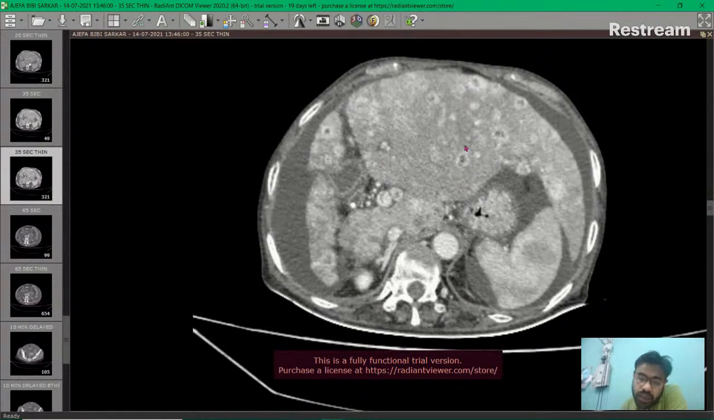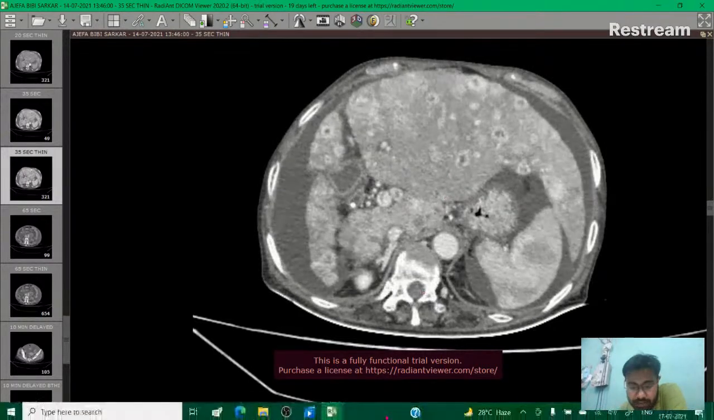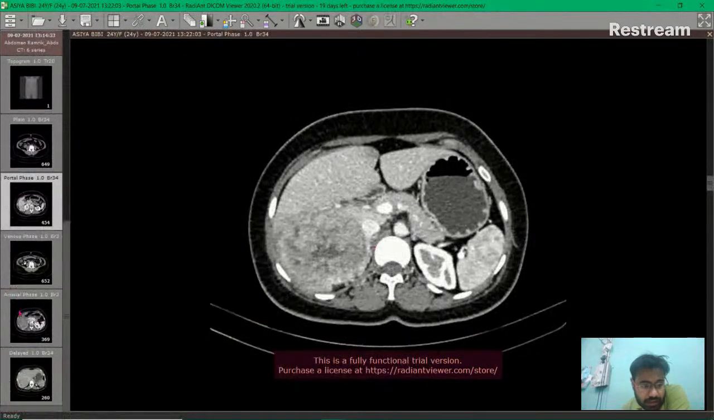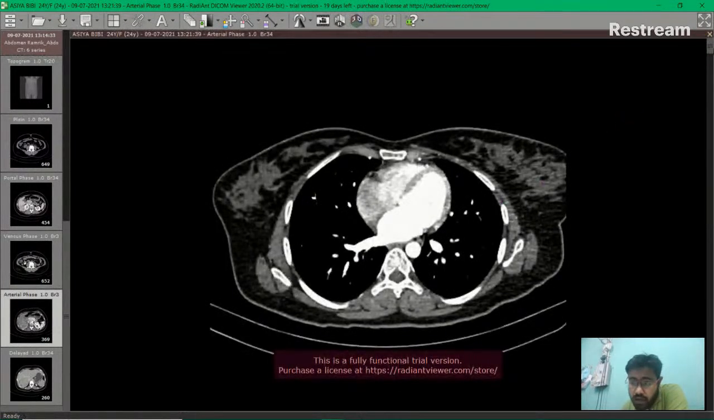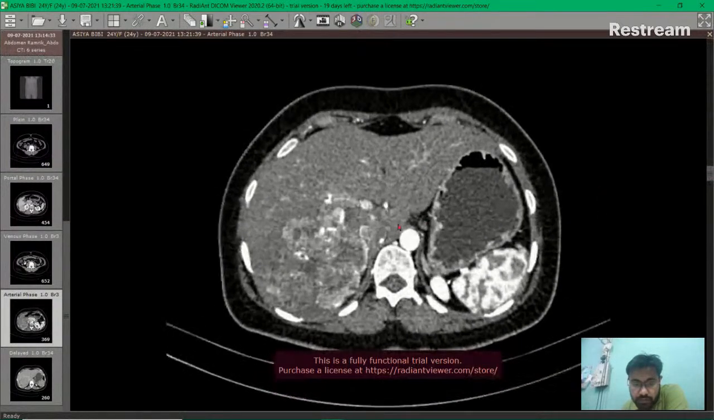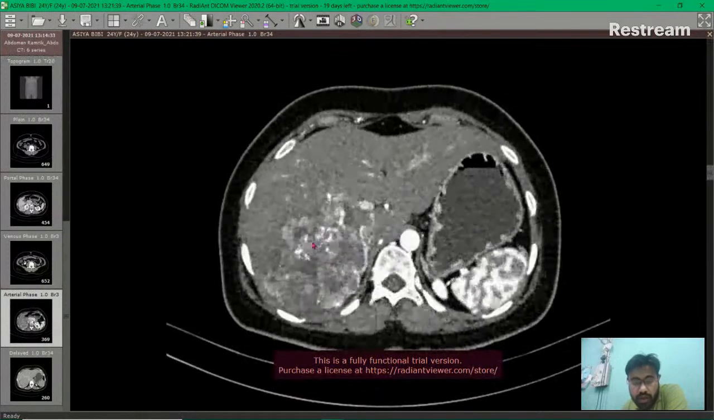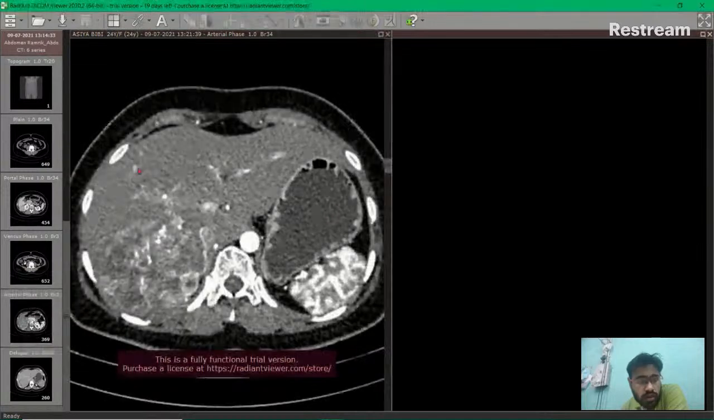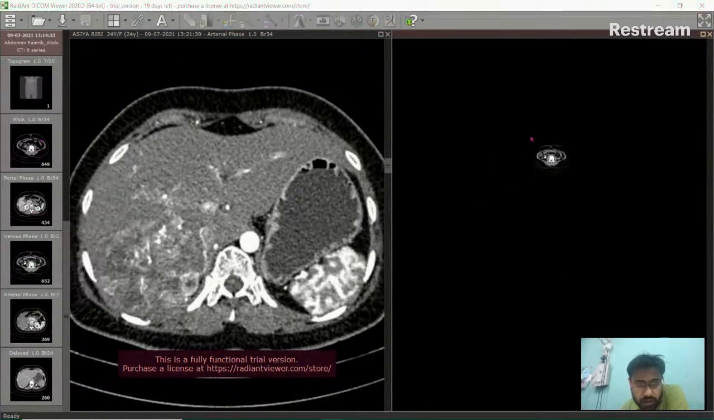So this is the example of a hypervascular metastasis. This was case number one. Now coming to the second case. The second case is actually just this morning's case only. This patient again was referred to our department for evaluation of this lesion. So before coming to this CT, I am just giving you a background of this patient.